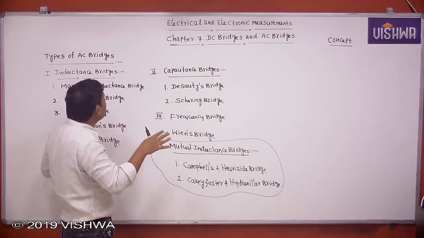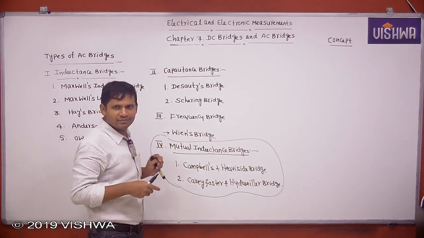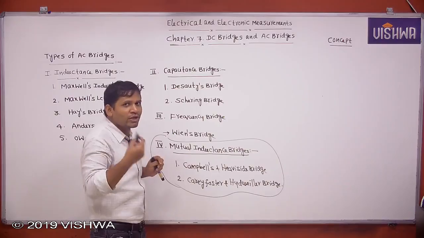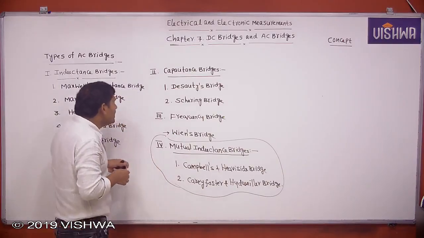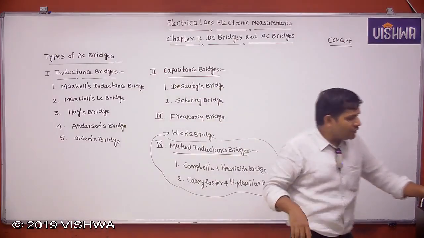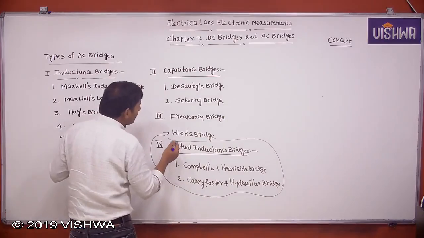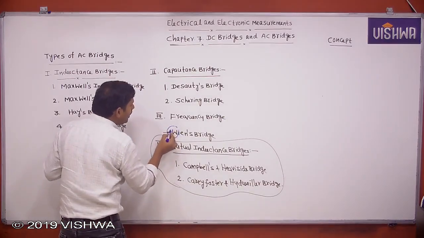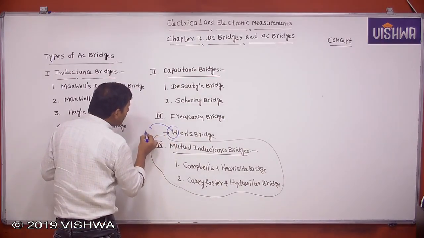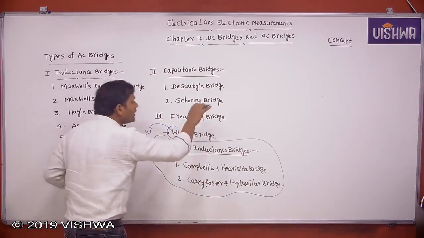But the remaining bridges, even without remembering, we can easily identify just by the given name. How to identify the frequency bridge? Which is the frequency bridge? Wien's bridge. In Wien's bridge, what is the starting letter? W. W is, let's assume, omega. Omega is nothing but frequency. Okay, no need to remember this bridge.